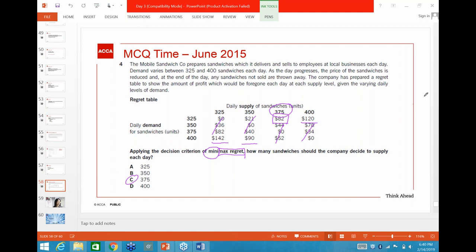From the maximum regrets, I take the minimum one. No, you said minimum contribution, we take the maximum one. No. From the maximum regrets, we take the minimum one.